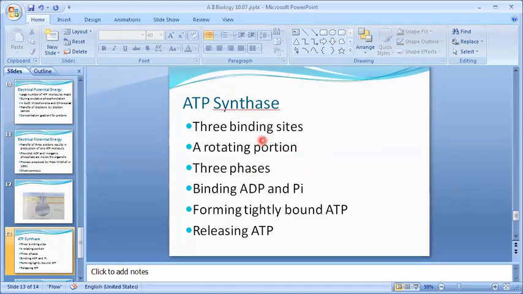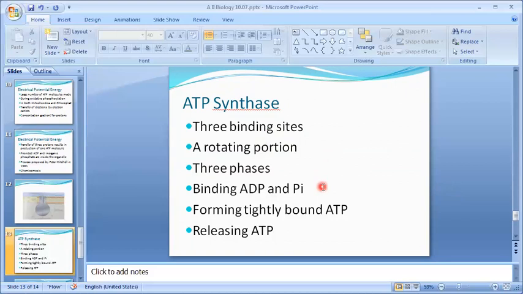ATP synthase actually has 3 binding sites, right? Along with the 3 binding sites, it has a rotating portion present in the middle, which is going to rotate. And the 3 binding sites are attached to the rotating portion. So when that portion rotates, the 3 binding sites are going to change their position. So basically, there are 3 phases involved in the process of ATP synthesis involving ATP synthase.